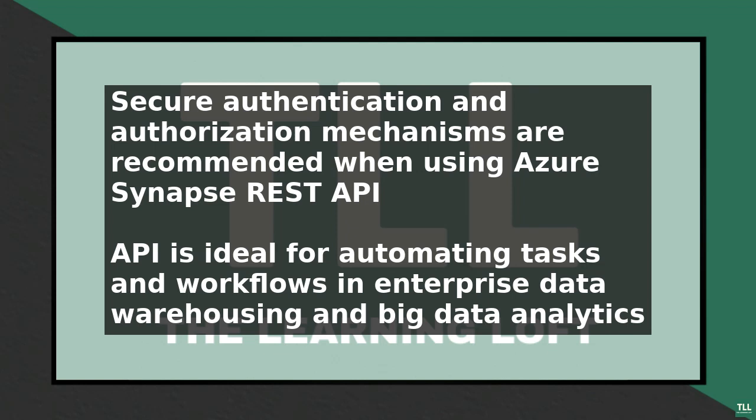In conclusion, the Azure Synapse REST API is a powerful tool that provides a wide range of capabilities for managing and analyzing data in Azure Synapse. By following the steps outlined in this guide, developers can get started with the Azure Synapse REST API and start automating tasks and workflows. With its scalable and secure platform, Azure Synapse is an ideal choice for enterprise data warehousing and big data analytics.